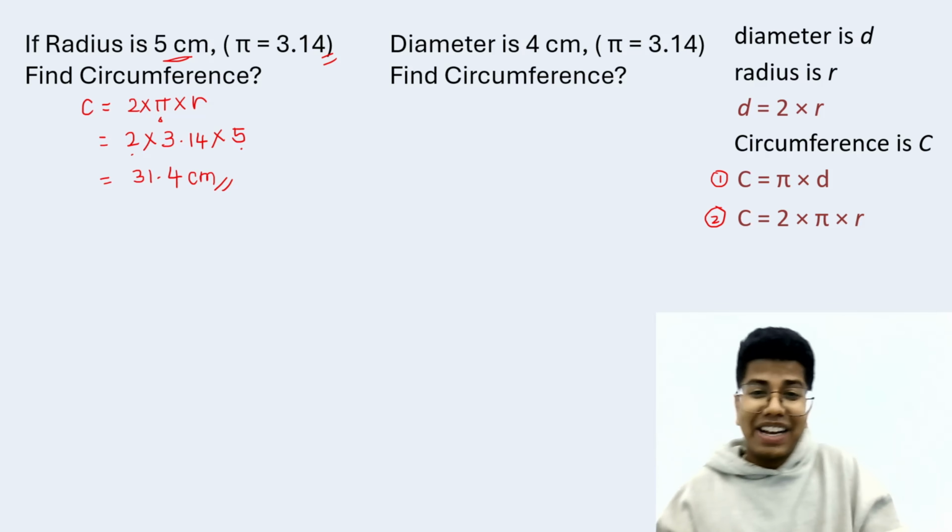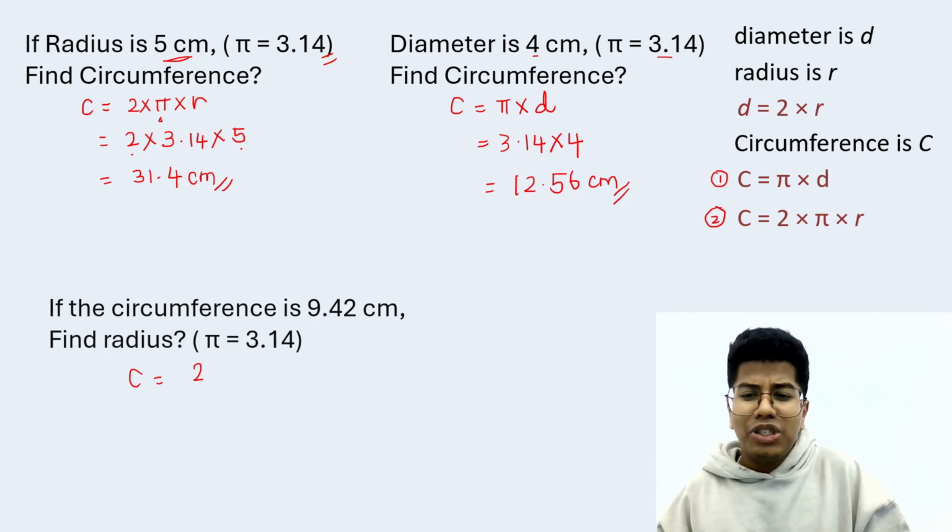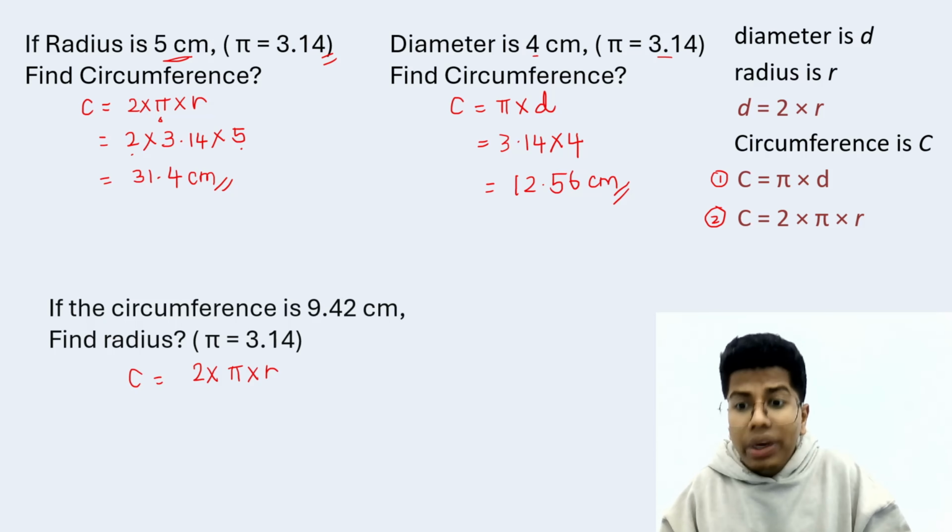Now let's take one more step further. Let's say if the circumference is given, can we find out the radius? Of course. In the full formula, one value is missing, that is the radius, so I can easily find out. The relation between circumference and radius is circumference is 2 times pi times r. But I need to find out the radius. So the formula becomes radius is nothing but circumference divided by 2 divided by pi.